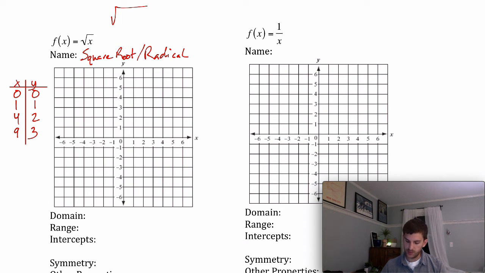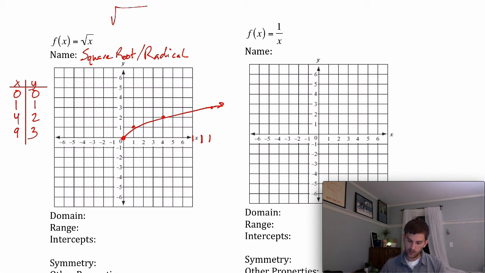So plotting these points, we got 0, 0, 1, 1, 4, 2, and then 9, 3 is going to be, let's see, 7, 8, 9 would be around here. So we're going to take those 4 points there, and we're going to graph them. And it's going to look something like that.